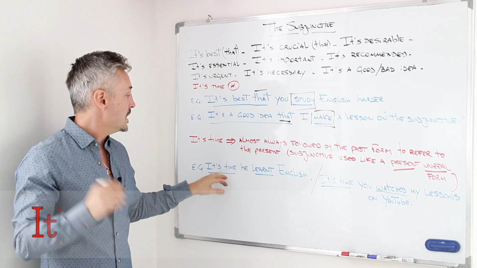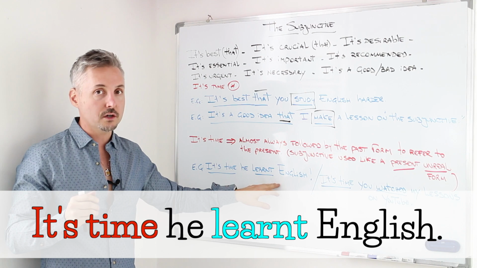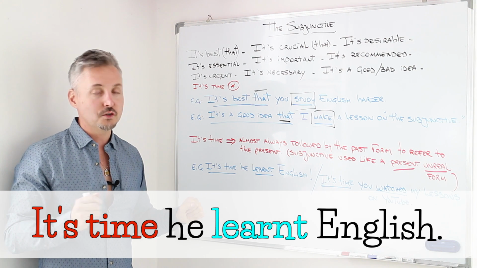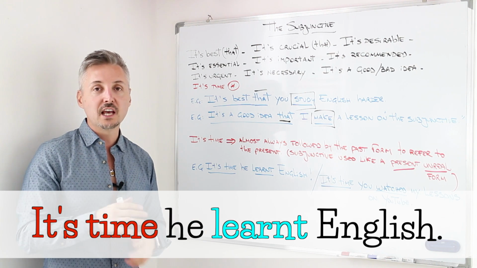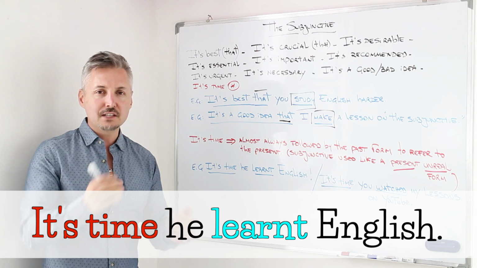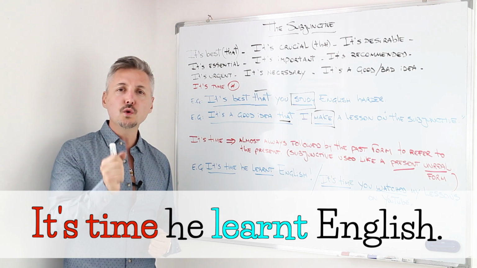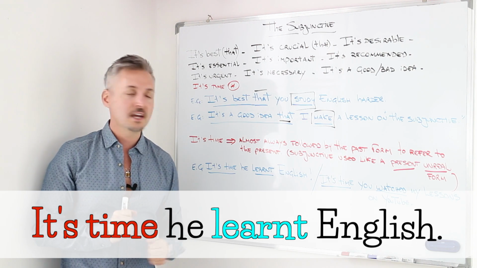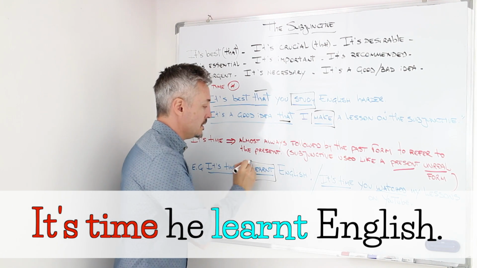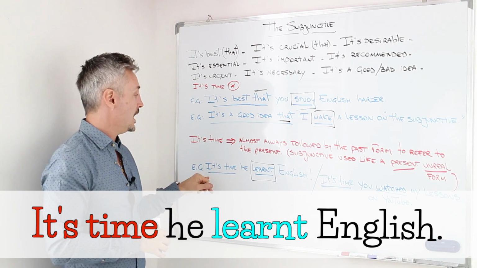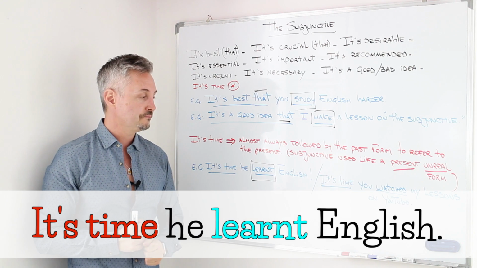The first example is, it's time he learned English. Suppose he has been learning French. So I said to him, it's time you learned English. So this is past, but is subjunctive. It's time he learned English.